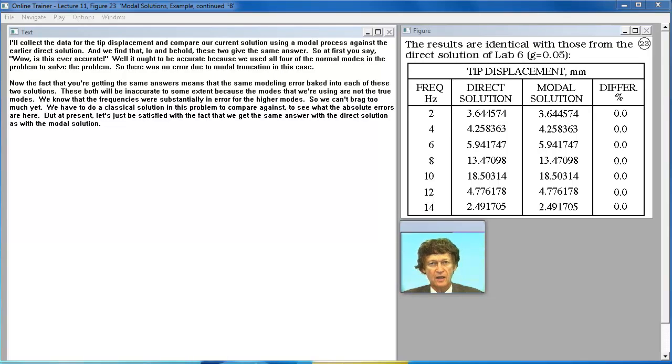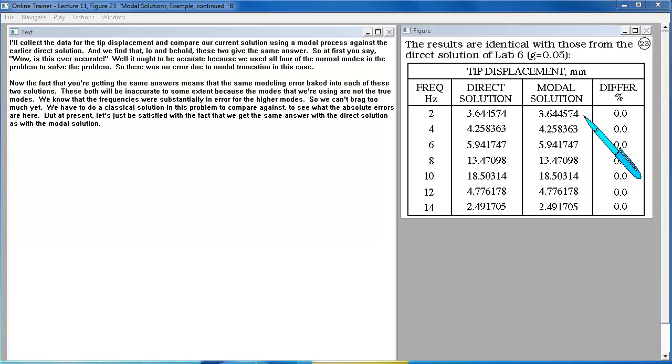I'll collect the data for the tip displacement and compare our current solution using a modal process against the earlier direct solution. And we find that, lo and behold, these two give the same answer. So at first you say, wow, is this ever accurate? Well, it ought to be accurate because we used all 4 of the normal modes in the problem to solve the problem. So there was no error due to modal truncation in this case.